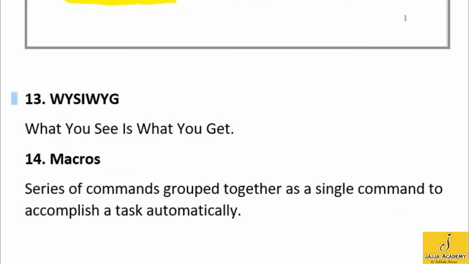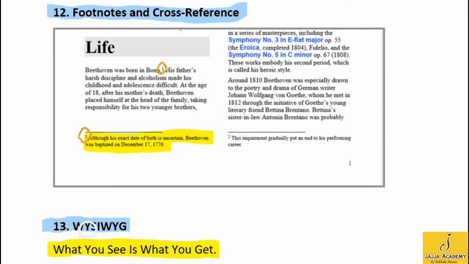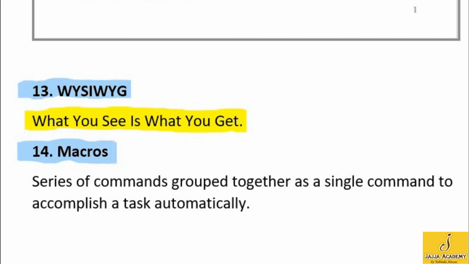The next feature is WYSIWYG. It stands for What You See Is What You Get. It means the page that you are viewing at this time, if you take a print of this document that you are viewing right now, will be the same as it appears in the word processor. And the last feature is macros.